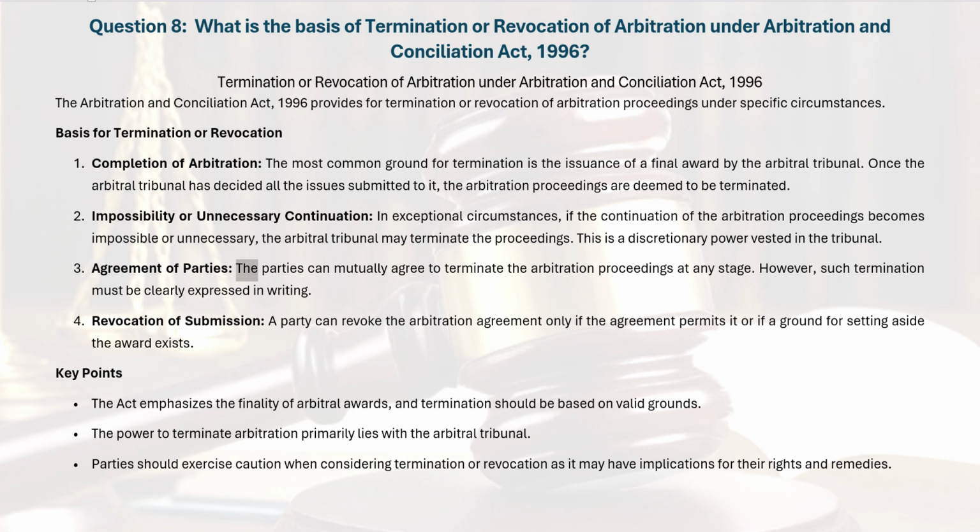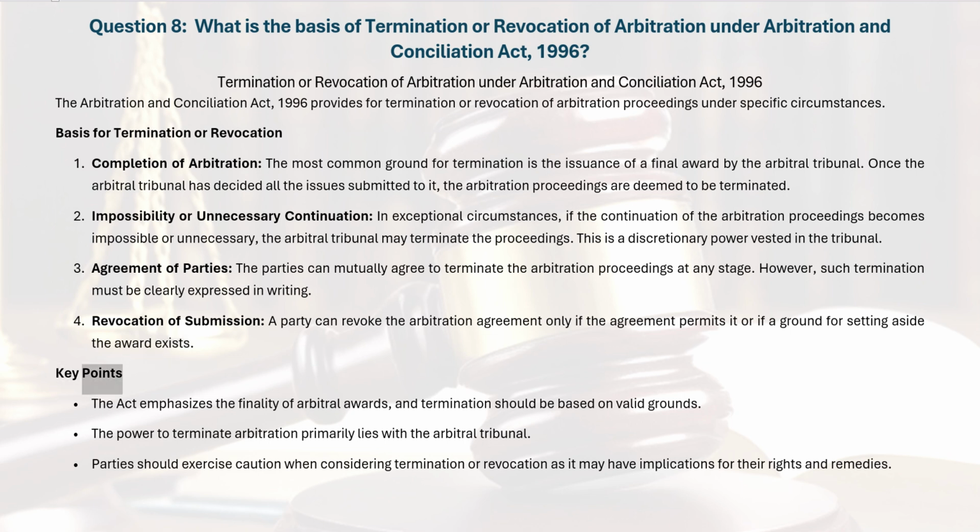This is a discretionary power vested in the tribunal. Agreement of parties. The parties can mutually agree to terminate the arbitration proceedings at any stage. However, such termination must be clearly expressed in writing. Revocation of submission. A party can revoke the arbitration agreement only if the agreement permits it or if a ground for setting aside the award exists.